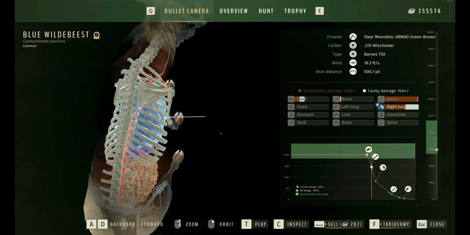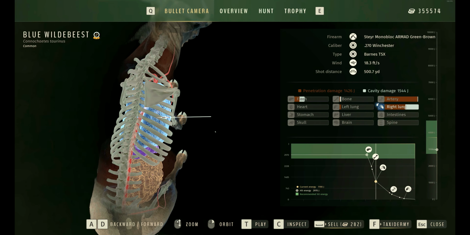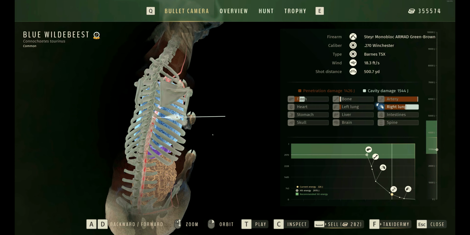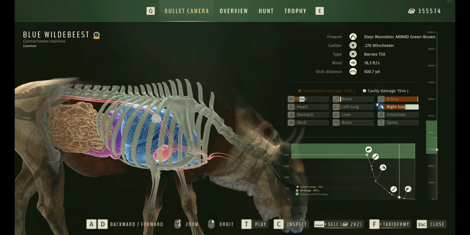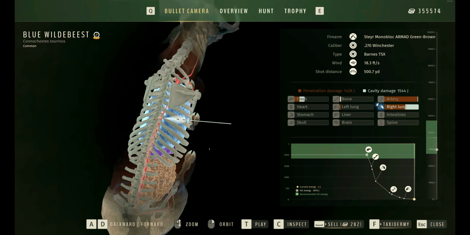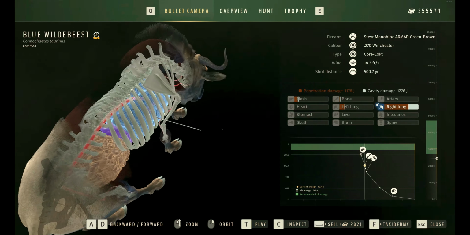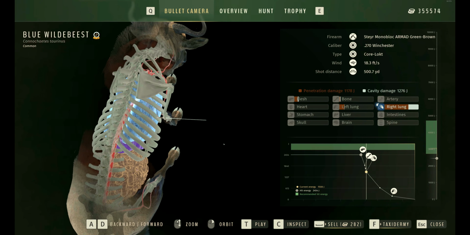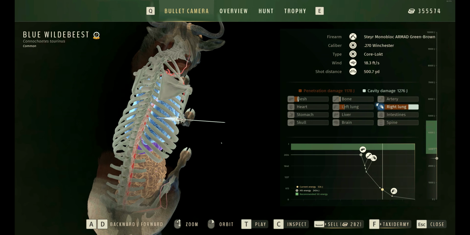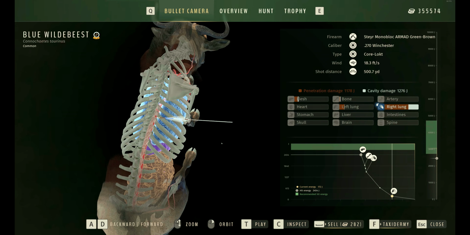Here's a Barnes TSX hitting at 2970 joules at 500.7 yards, literally 0.1 yard less. And this is the damage hitting the bone and how far it goes. And here's the Core-Lokt soft point hitting at 2454 joules at 500.7 yards. So they're all within 0.1 yard or the same.